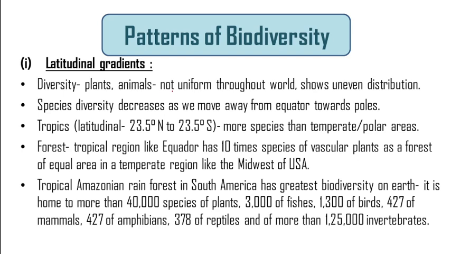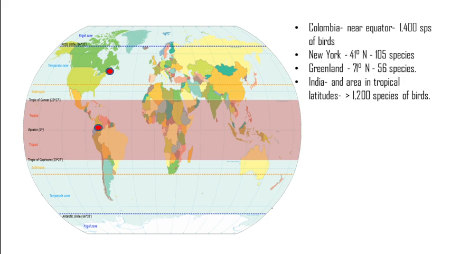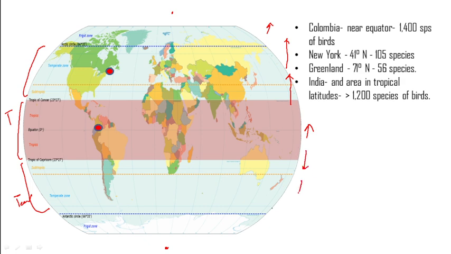Now let's see the patterns of biodiversity. I have just told you about this, that this is the tropical area. This pink colored portion is the tropical area. This is the temperate area. This is again the temperate area. And when we move towards the poles, the biodiversity decreases. So here in this pink zone, the biodiversity is maximum. It keeps on decreasing as we reach the poles. Similarly, when we move this side, also the biodiversity keeps on decreasing.